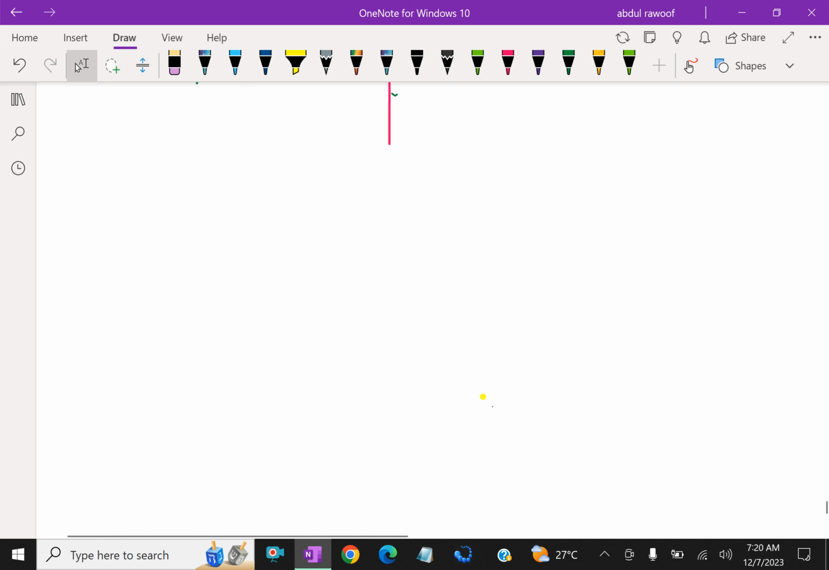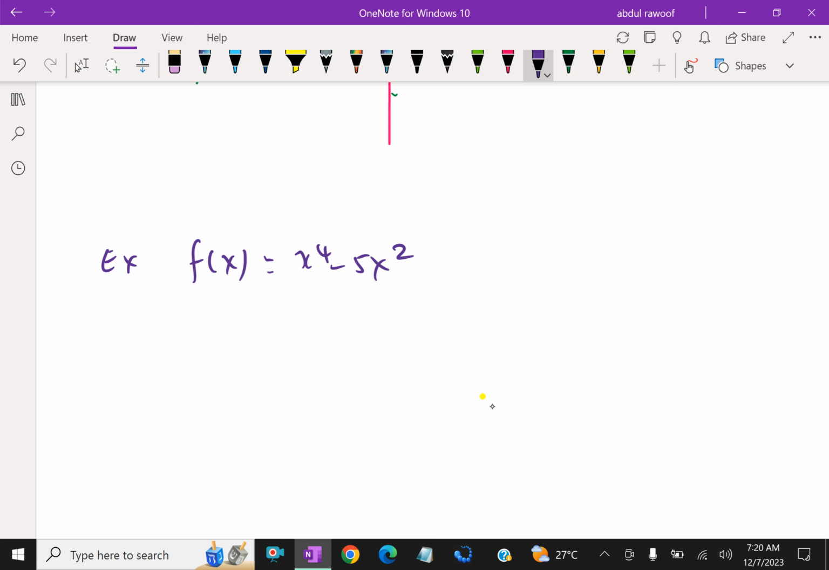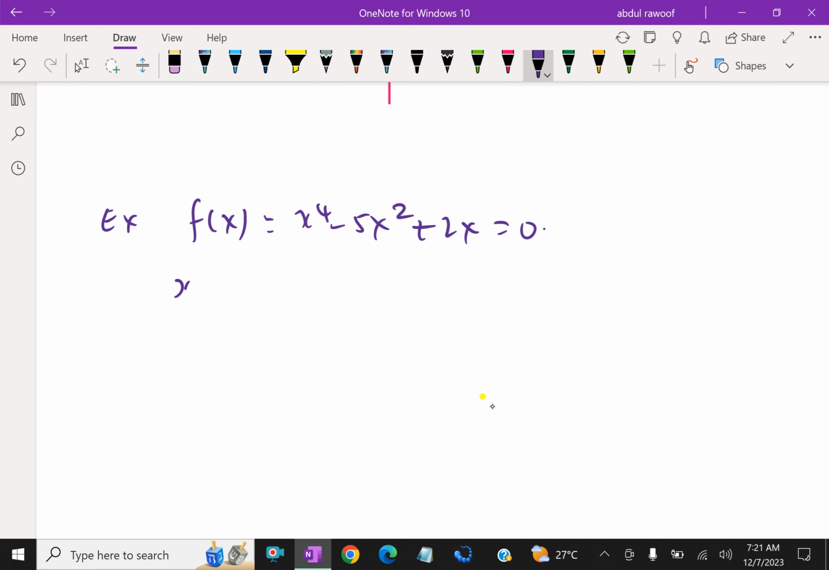Now, next question. For example, f of x is given as x power 4 minus 5x square plus 2x equal to 0. Here they say x equal to 2 is a root of this equation. Show that x equal to 2 is a root of this equation.